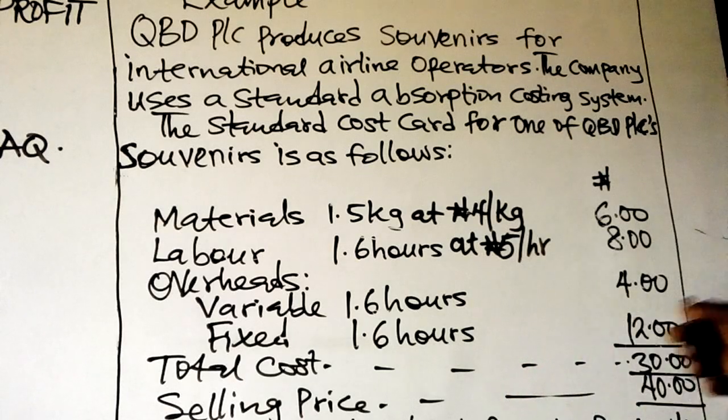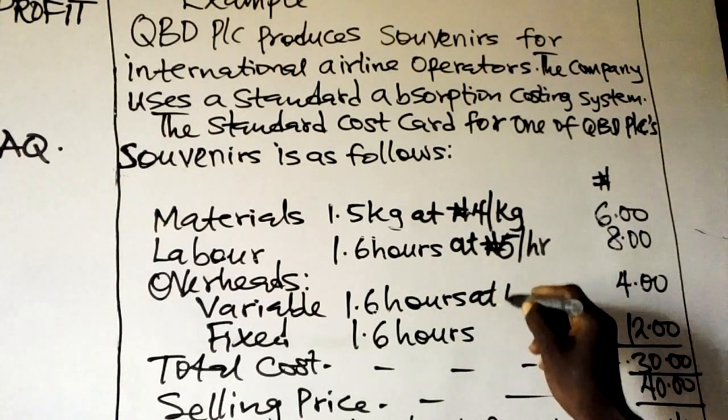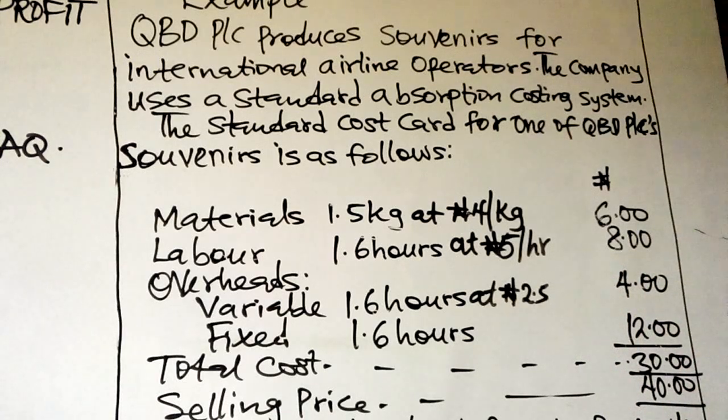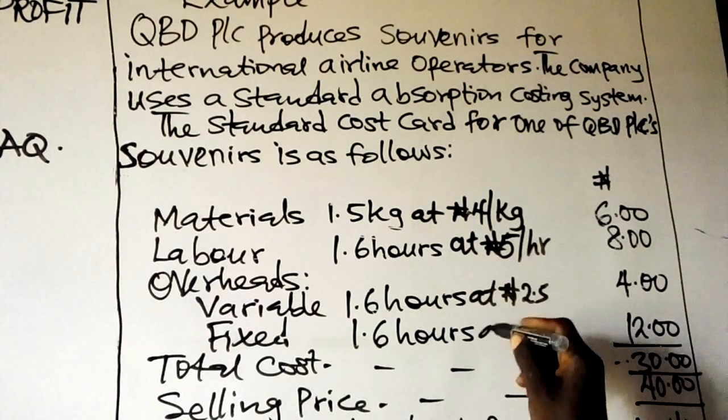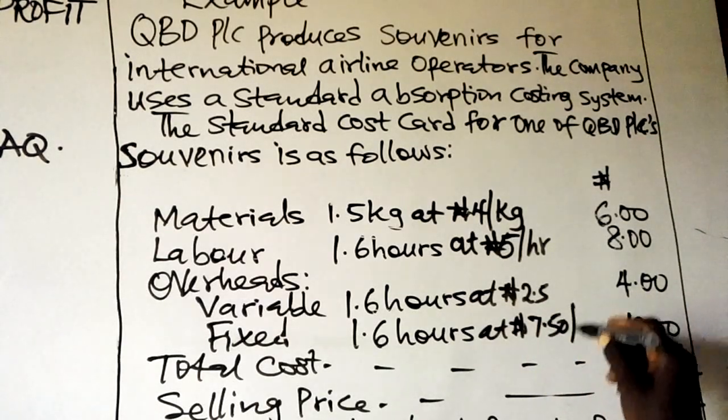For variable overheads, we have 4 divided by 1.6, then we have 2.5 naira per hour. For fixed overheads, we have 12 divided by 1.6. That gives us 7.5 naira per hour.